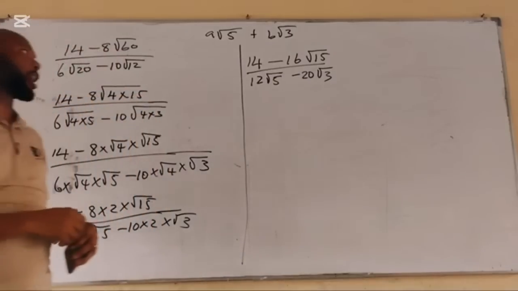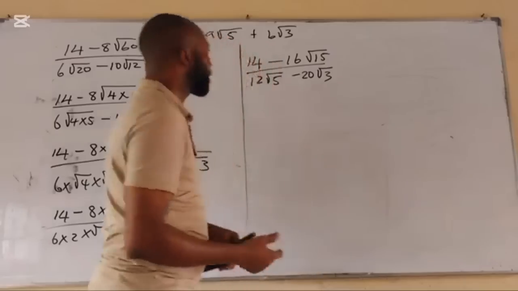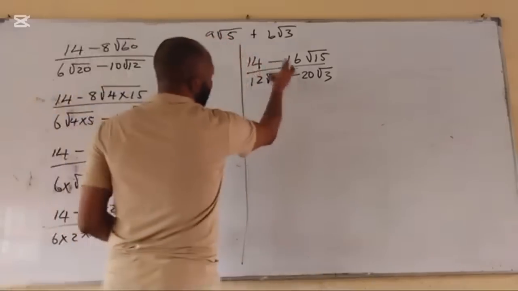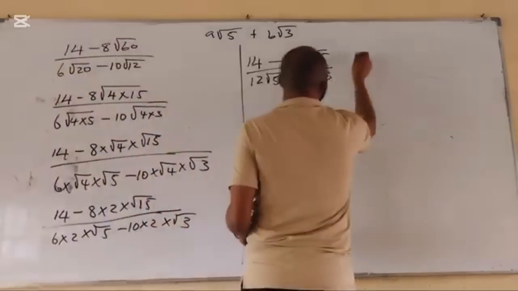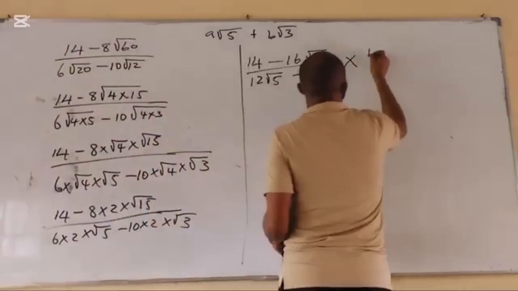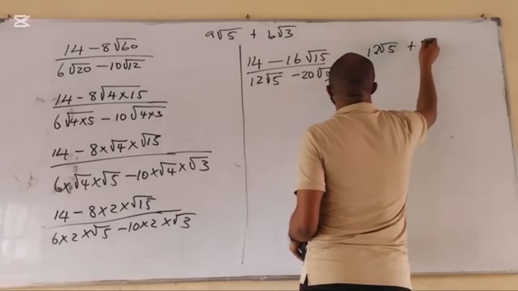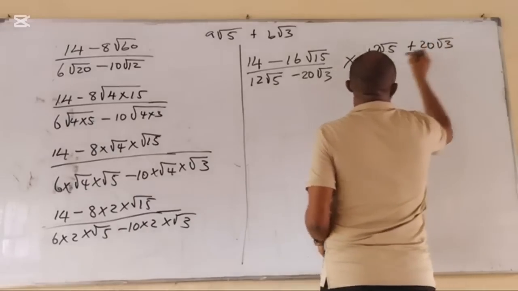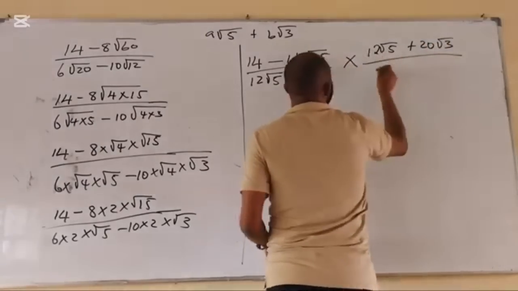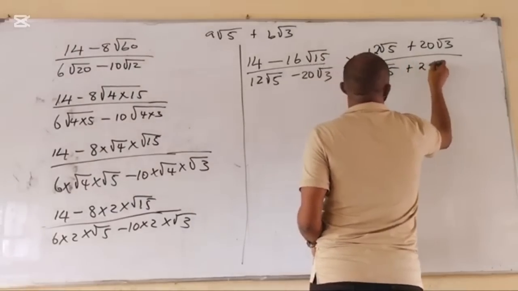Okay, this is where we are. We have to rationalize. Remember our conjugates. We have to continue with that. So now, rationalizing, I have 12 root 5 plus 20 root 3 over 12 root 5 plus 20 root 3.